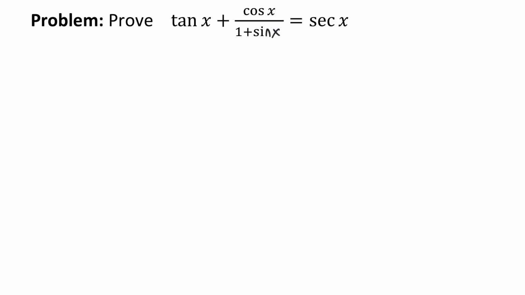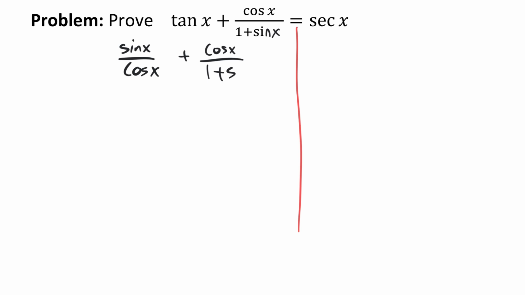So we got another one here: tan x plus cos x over 1 plus sine x equals secant x. Go ahead and pause the video and give this one a try. If you're looking for a hint, I would recommend a common denominator. Okay, so what do we mean by common denominator? Well, tan is going to be sine x over cos x. Here we've got cos x over 1 plus sine x. And the right-hand side is just a secant, so that's just 1 over cos x.